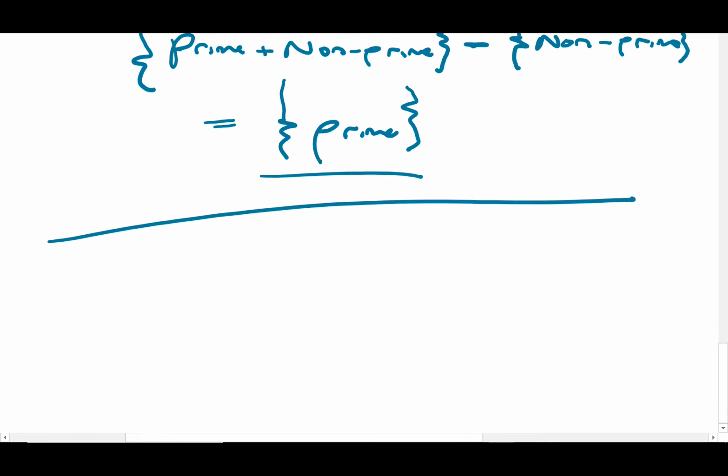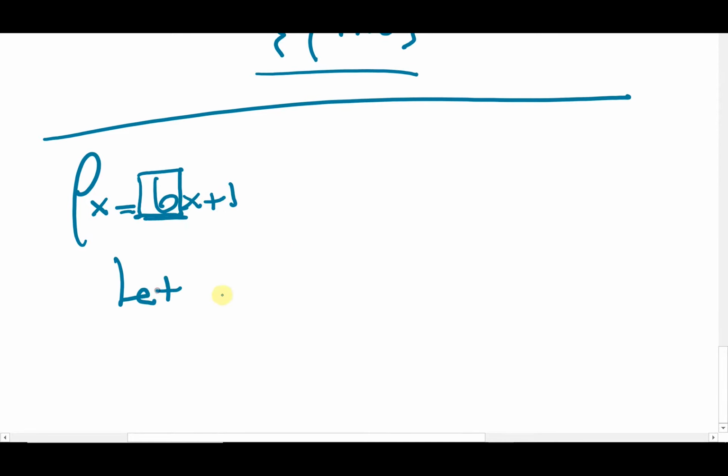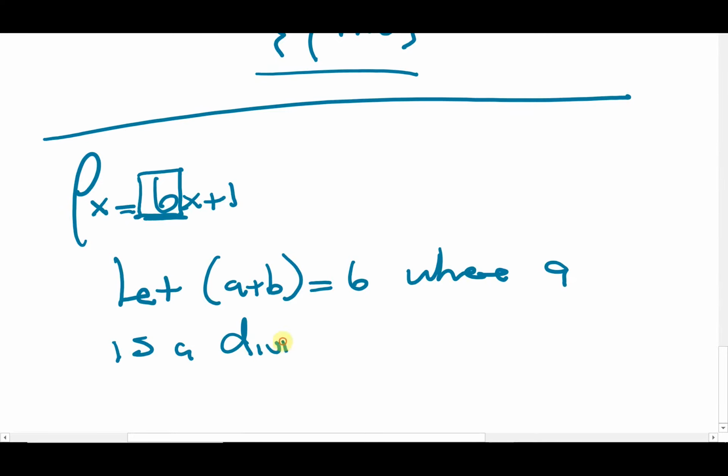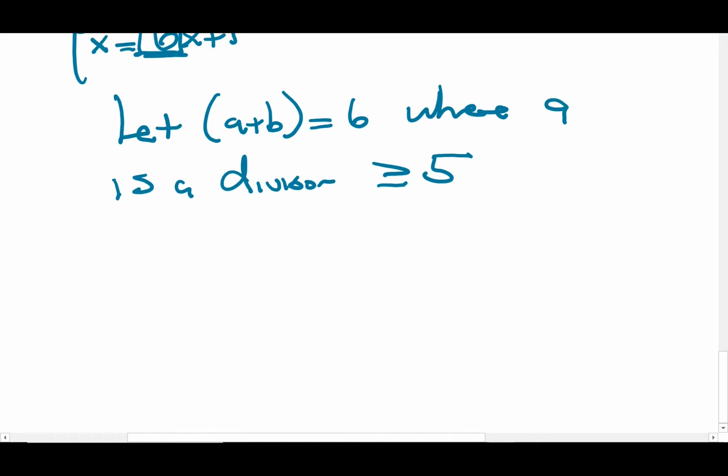So to start with this algorithm, we start with p of x equal to 6x plus 1. Now what we wanted to do was relate this coefficient to a variable. So you could say let a plus b equals 6, where a is a divisor greater than or equal to 5. The reason I chose greater than or equal to 5 is because the proof is dealing with prime numbers greater than 4, and essentially this satisfied that relation. But there's another key piece of information.